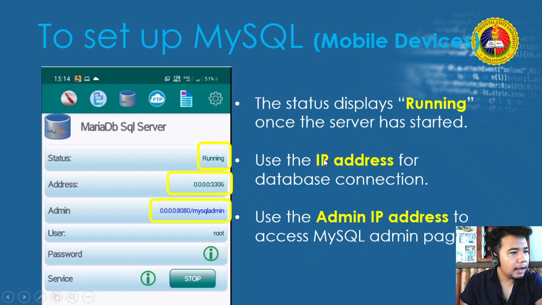When we say IP address for database connection, we'll discuss this soon once we're working on the connection between our PHP and our MySQL. We'll be using IP addresses as some sort of connection between them, and we'll be using this IP address to do so. And then we will use this other IP address if you want to access phpMyAdmin.